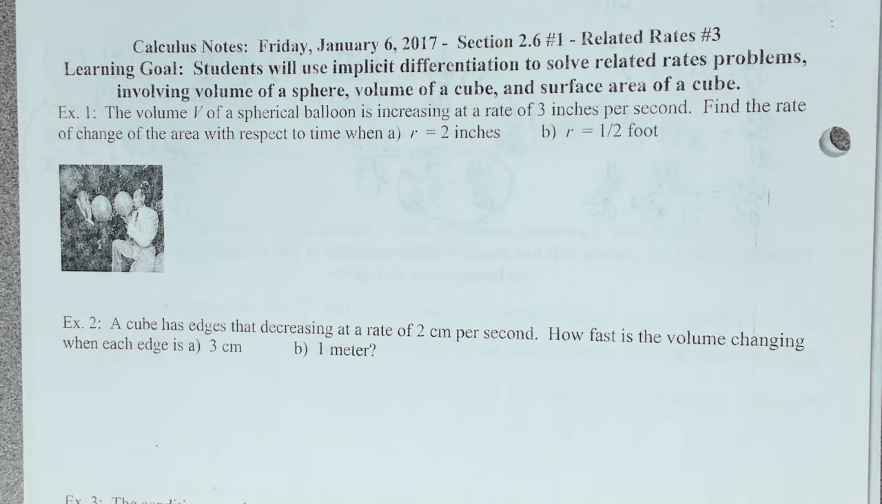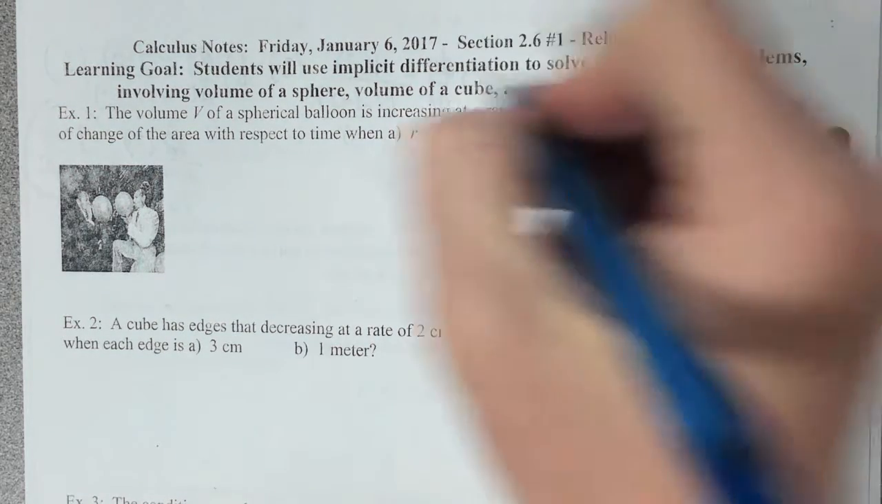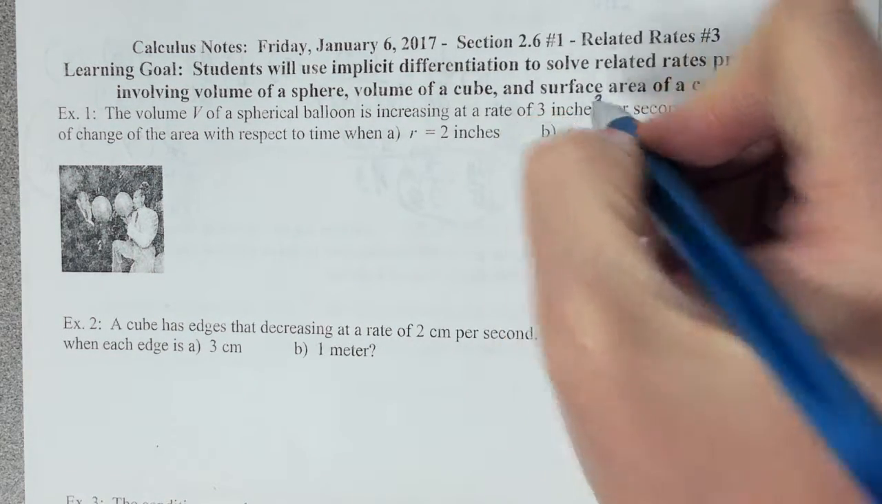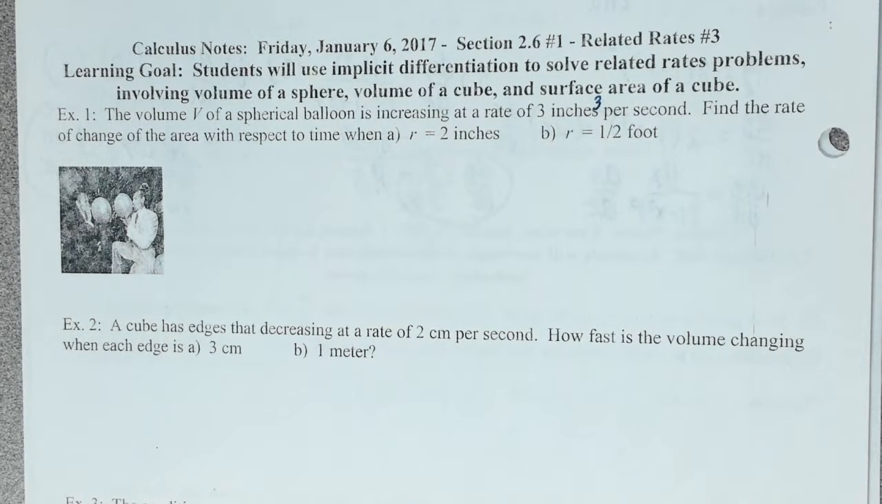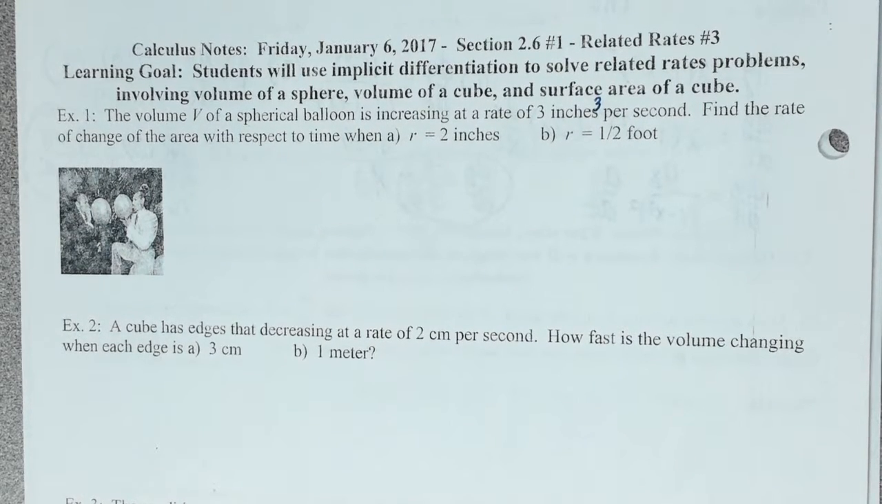So for the first problem, it says the volume of a spherical balloon is increasing at a rate of 3 inches per second. First of all, there's a little something wrong with that statement. Does anybody know what's missing there? Cubic, right. It's going to have to be inches cubed per second, because volume is measured in cubic units.